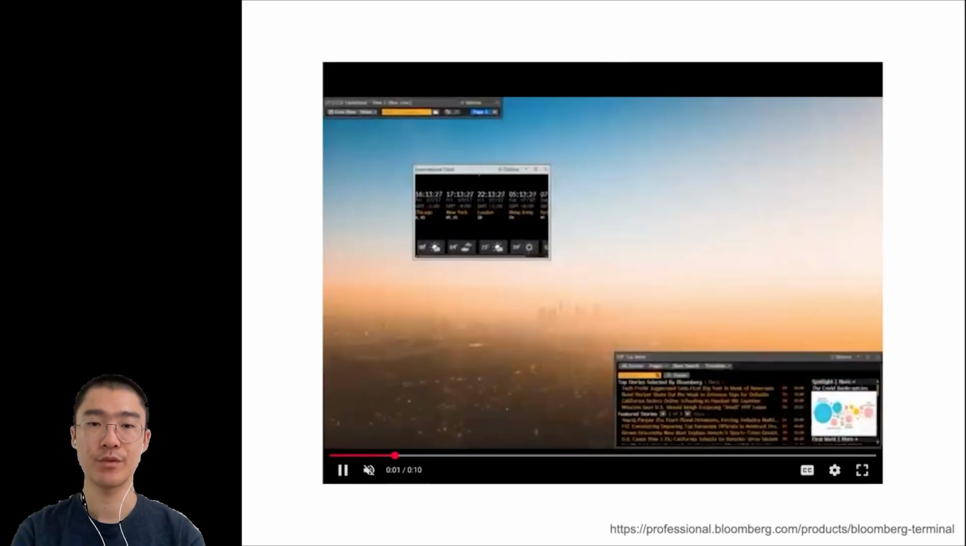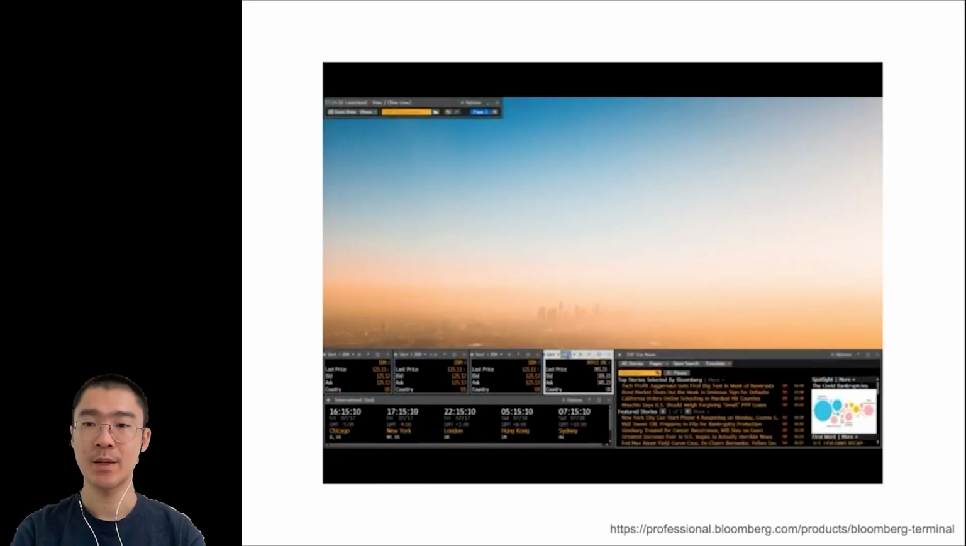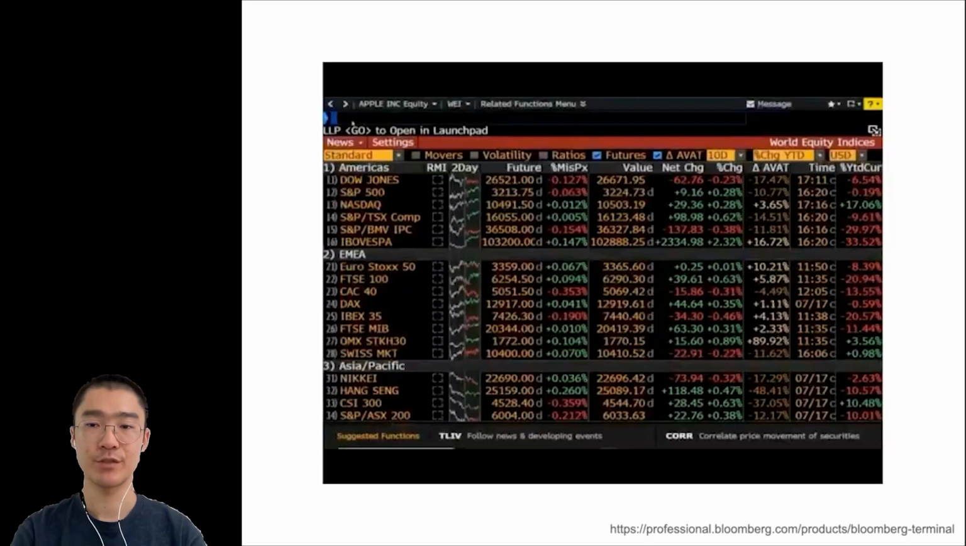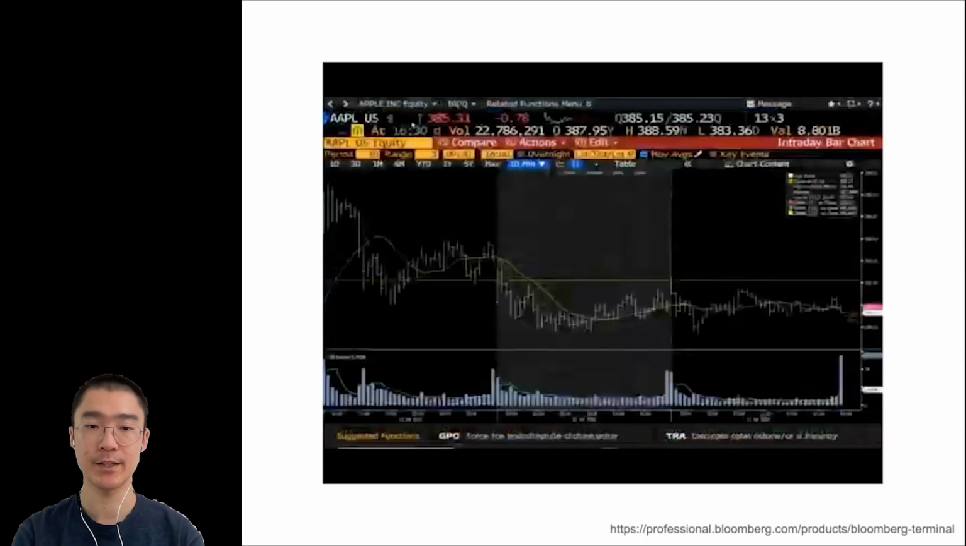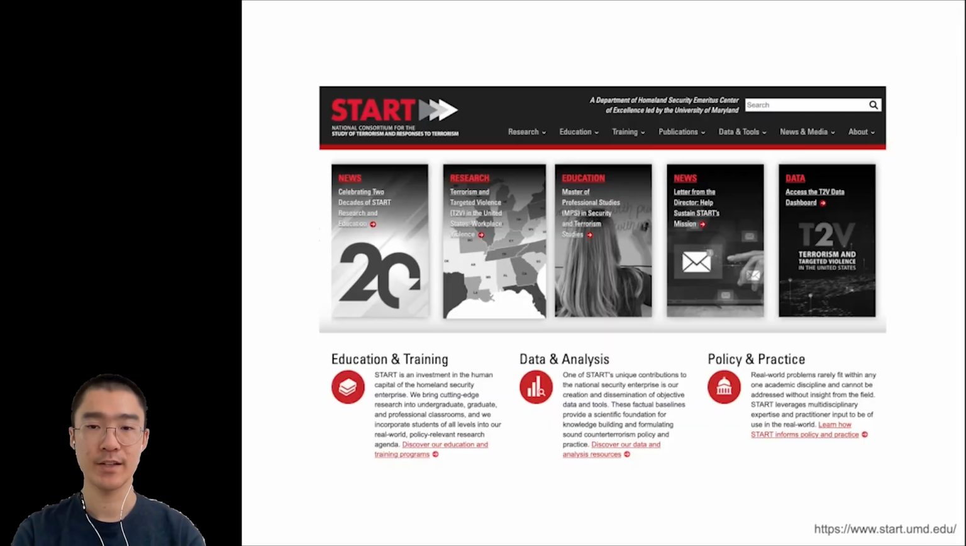When you come to ACL, you might go to the Bloomberg booth to see one of the terminals. People pay a lot of money to see carefully curated information explaining who bought whom, scraped from newswire data. Another organization that does this is the National Consortium for the Study of Terrorism and Responses to Terrorism, who maintain a global terrorism database.